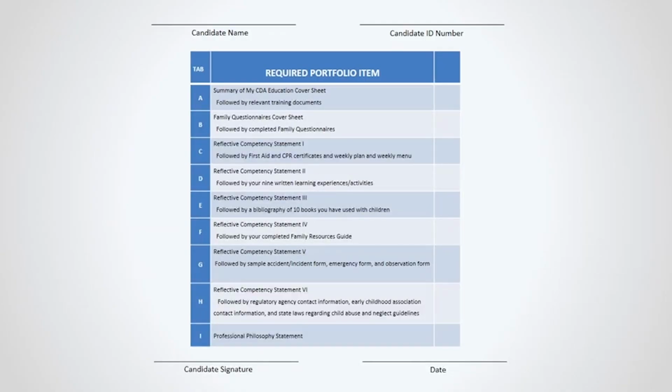Begin your portfolio with the My CDA Professional Portfolio cover sheet. This cover sheet lists the items indicated on each of the 9 lettered tabs. Write your name and candidate number at the top of the cover sheet and sign and date the document. And yes, you should check off each tab as you complete it and include it in your portfolio.